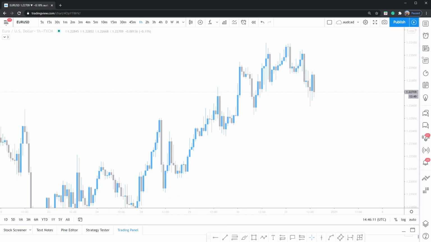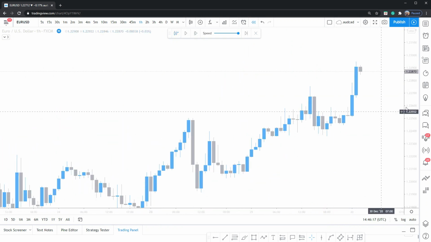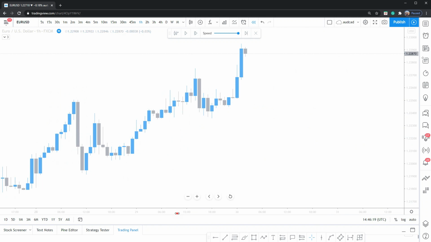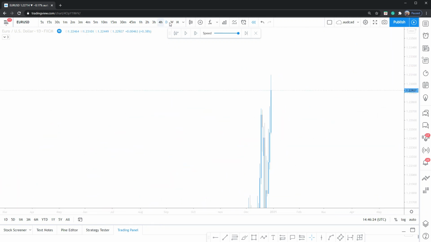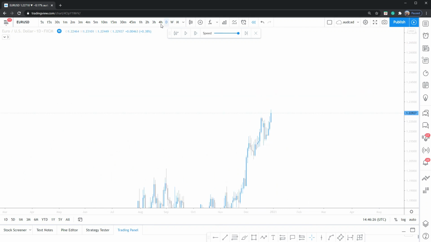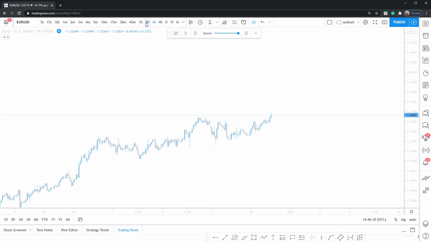So let's get back to the chart. So let's go back to where he was. Let's just go here. Okay, so the first thing we need to realize is where our bias is. Now, he just used the hourly time frame, but if we can see what's happening on the daily to the 4 hour, we can see that it's very bullish, right? And we're just breaking structure and going on.